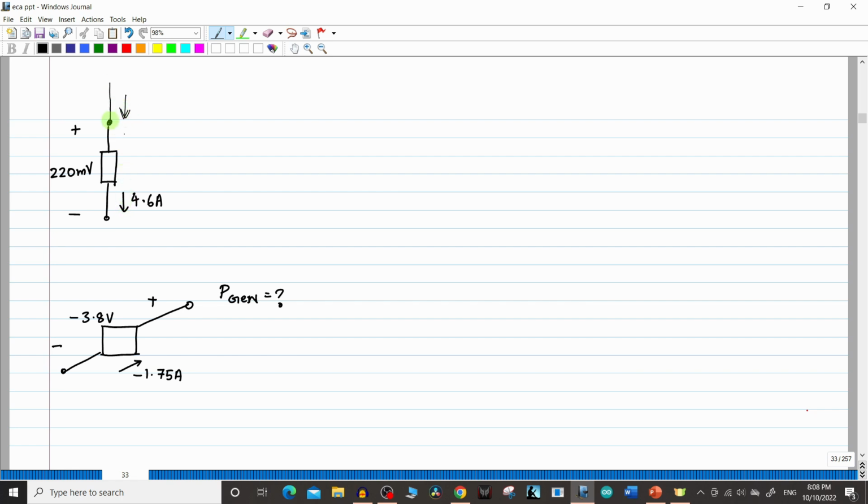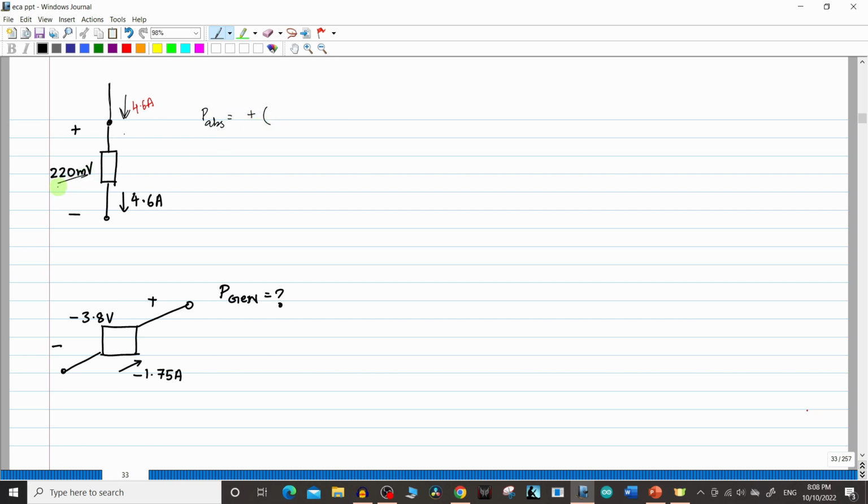If I just extend this circuit a little bit, you can see that the current must have come like this and moved like this. So this will be 4.6 ampere. So here you can see the current is entering the positive terminal, right? When current enters the positive terminal, P absorbed is positive, right?